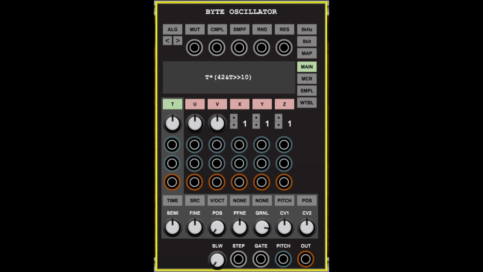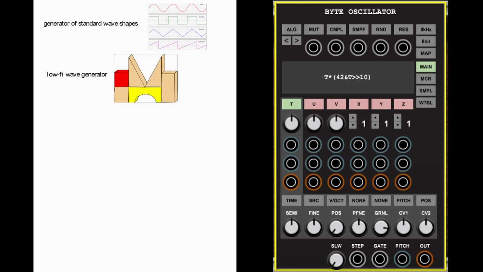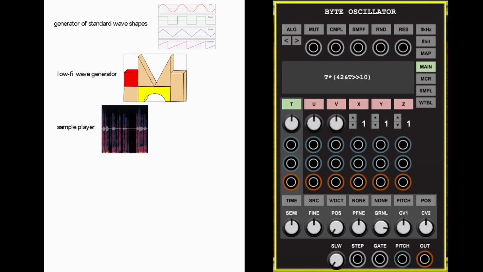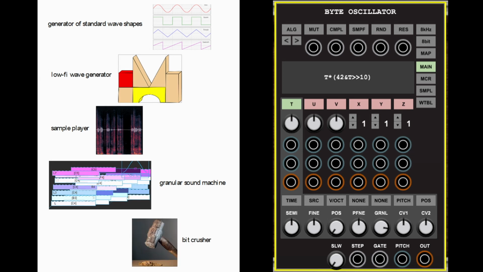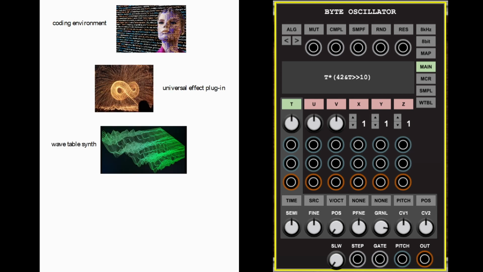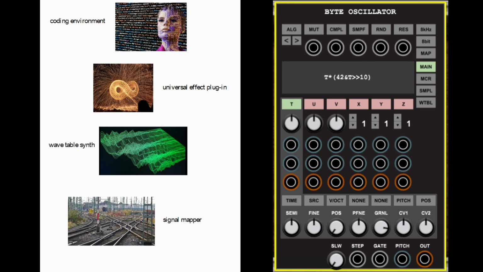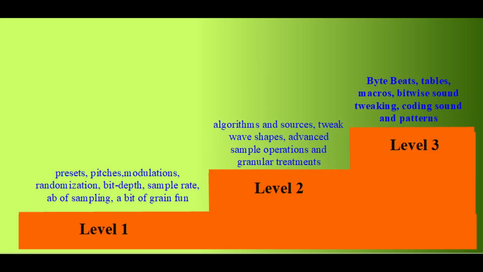The Voltage Modular's Byte Oscillator is a common generator of standard wave shapes, a low-fi wave generator, sometimes even not that low-fi at all, a sample player, a granular sound machine, a bit crusher, a universal effect plug-in, a coding environment, a wavetable synth, a signal mapper, and a toy to delight your 3-year-old daughter and to drive your neighbors crazy. All right. There are 3 levels of using the Byte Oscillator.